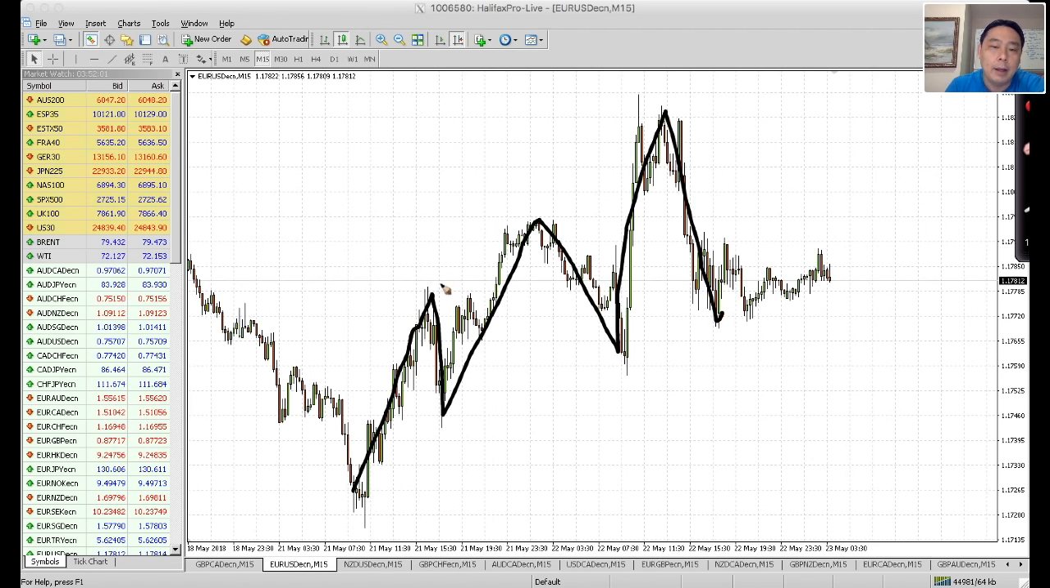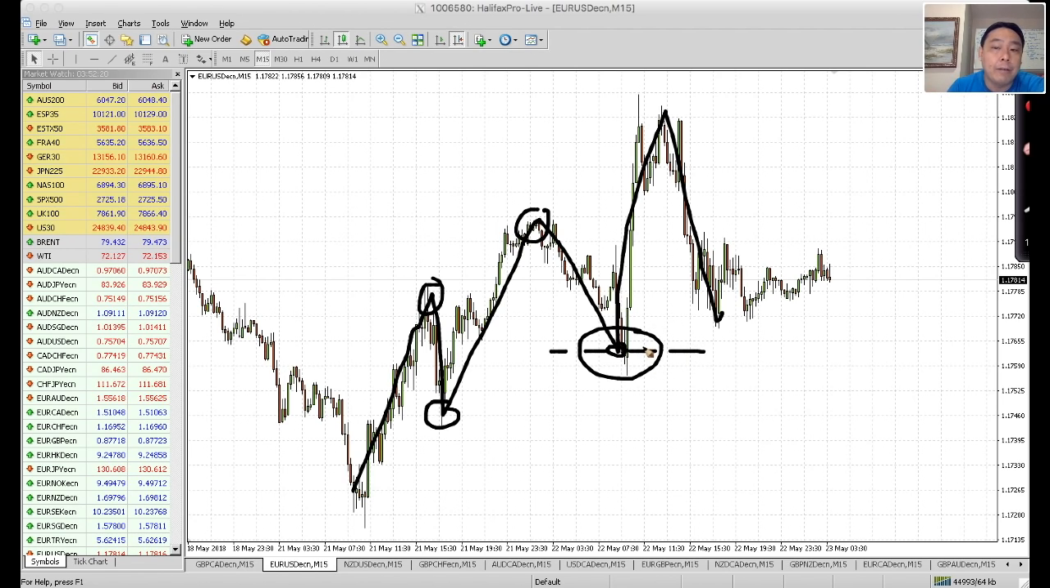There we go, right? So higher highs, there we go, higher lows, there we go, right? So again, two higher highs, two higher lows. So at this point of time, once you identify that it's a clear support level, right? So again, how do you know?